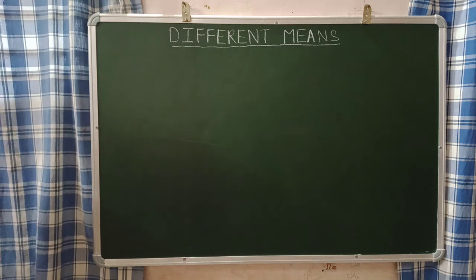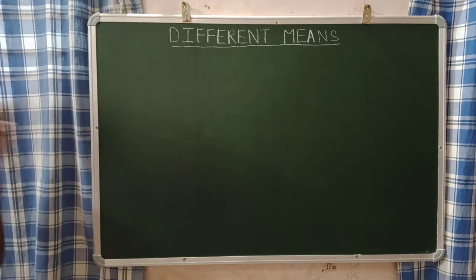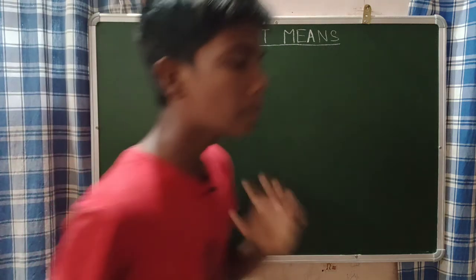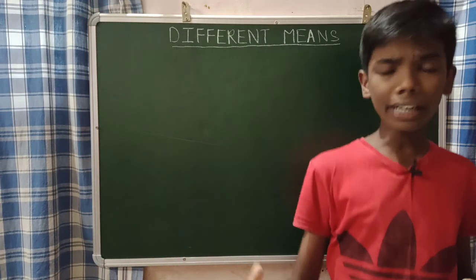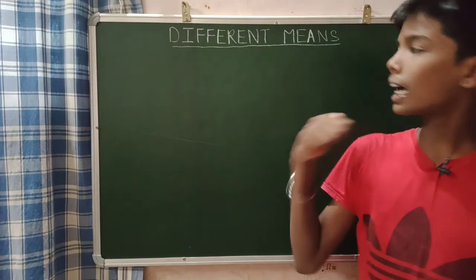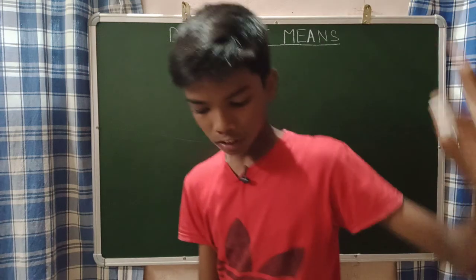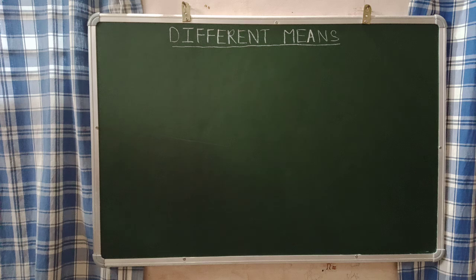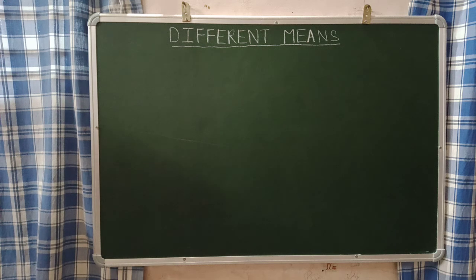So guys, there are three types of mean. One is your arithmetic mean, another is your geometric mean, and another is your harmonic mean. These are all three types of mean: arithmetic, geometric, and harmonic. So guys, let us first see about the arithmetic mean.